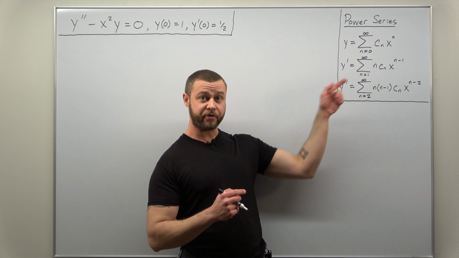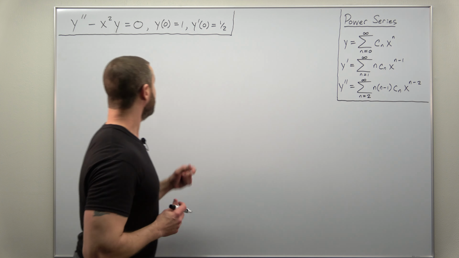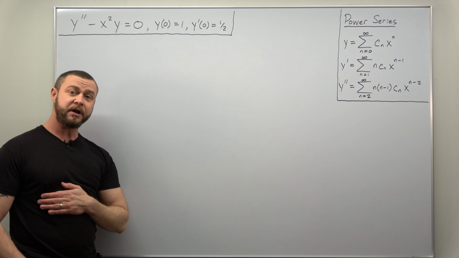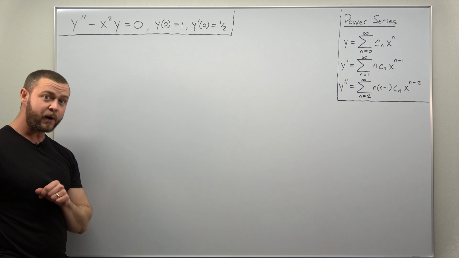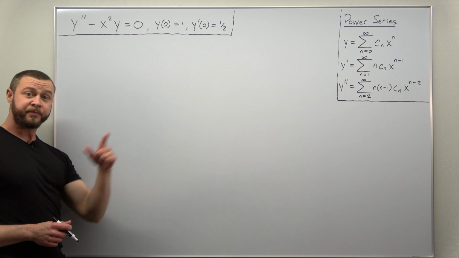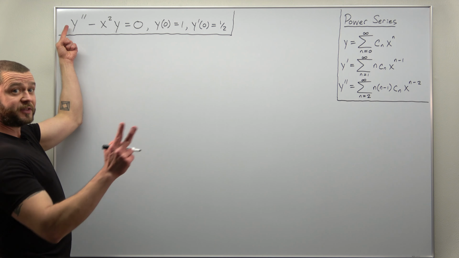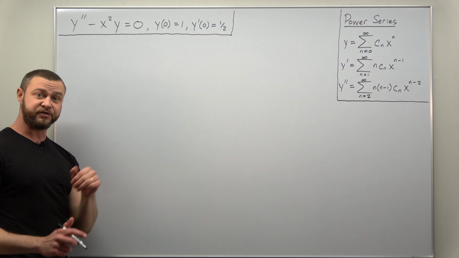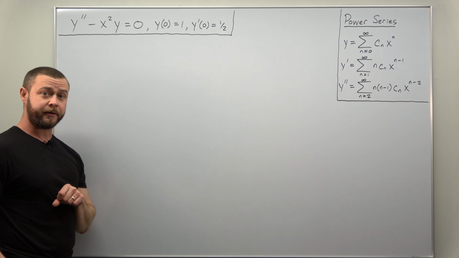So, having already gone through that, let's get right to our ODE. We're going to save the initial conditions for the end once we get the recurrence relation. But for right now, let's go right to our differential equation, and we're basically going to plug in the different power series representations that we have. Notice in front of the second derivative, y double prime, there's a coefficient of 1, which is nice. But in front of y, we have an x squared.